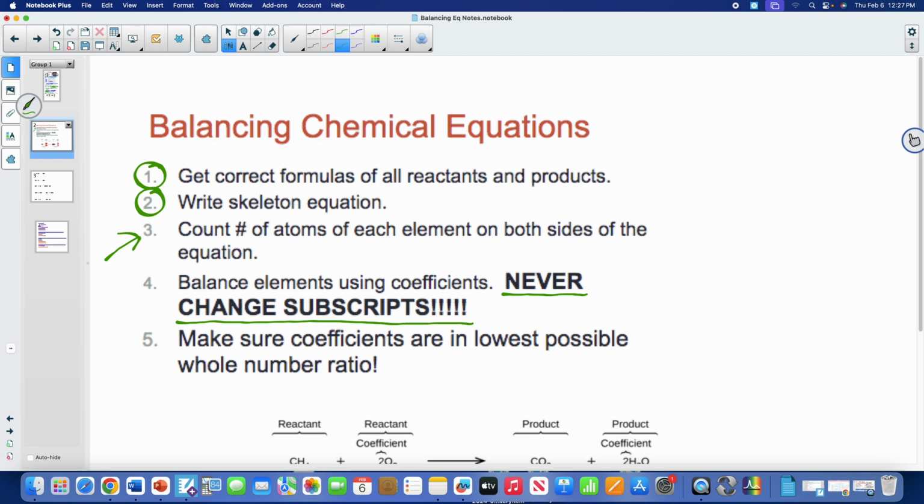All right. And then once you get that equation balanced, you want to make sure your coefficients are in the lowest possible whole number ratio. I'll show you an example of what that means. Okay? So now we'll just go through a few examples and see how you feel. We'll start with a really easy one.